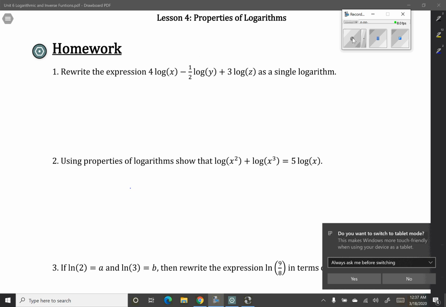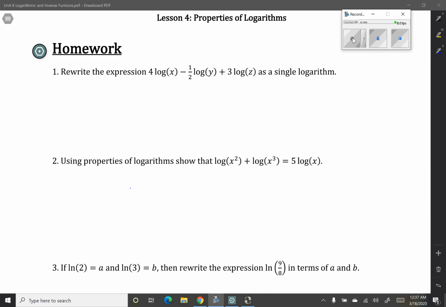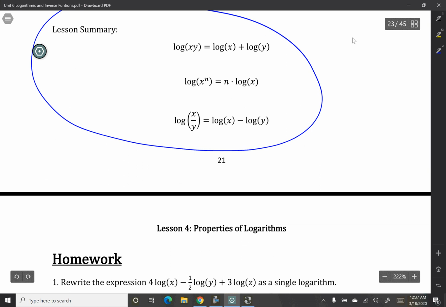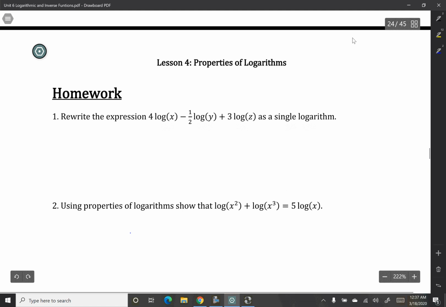In this lesson, we learned about all the different properties of logarithms. If you are struggling with this homework assignment, you could go back and review your notes or just take a look at the lesson summary on the end of page 21. It shows you the 3 properties that I'll be using here in the homework assignment. So let's take a look at number 1.